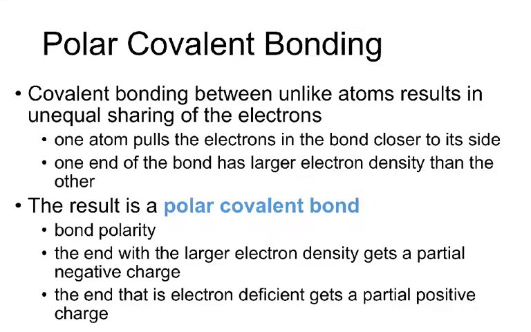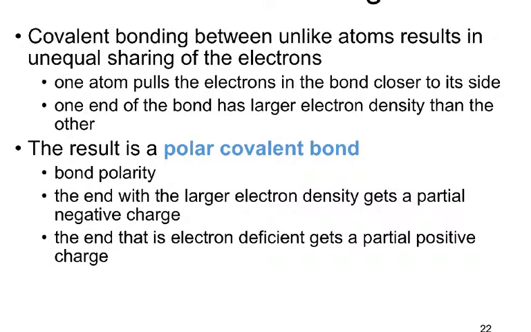So we've talked about sharing electrons. Just like sharing between people, sharing between atoms is not always equal. So if a covalent bond happens between unlike atoms, it can result in unequal sharing of the electron. Or in other words, one atom pulls the electron in the bond closer to its side. That type of bond is called a polar covalent bond.